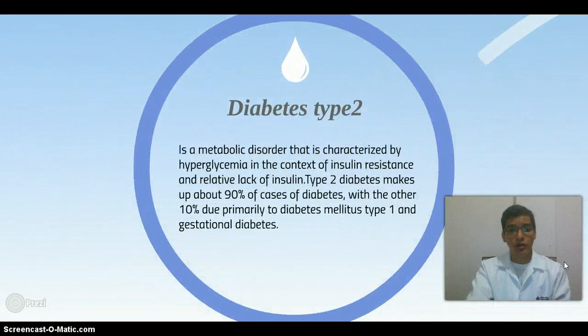Diabetes type 2 is a metabolic disorder that is characterized by hyperglycemia in the context of insulin resistance and relative lack of insulin. Type 2 diabetes makes up 90% of cases of diabetes, with the other 10% due primarily to diabetes mellitus type 1 and gestational diabetes.